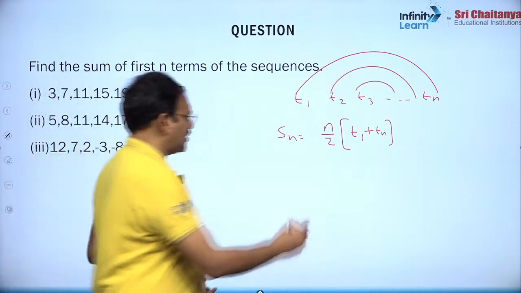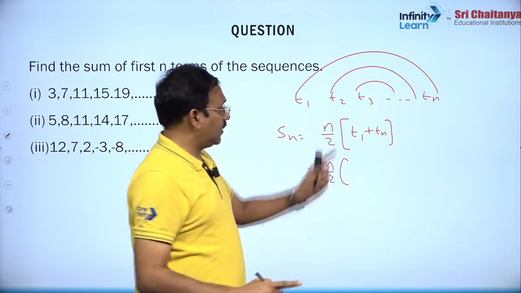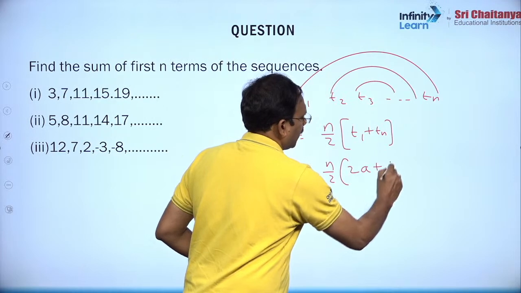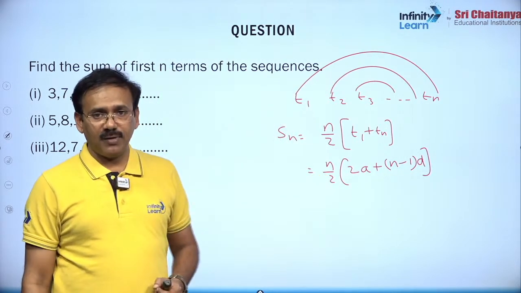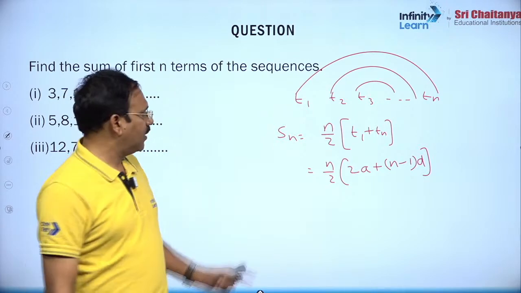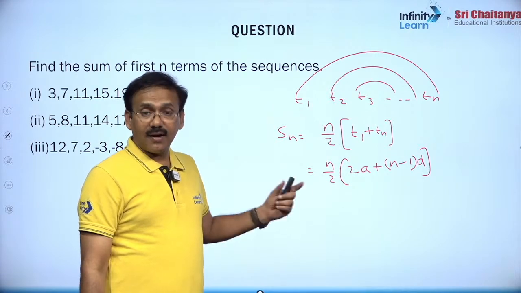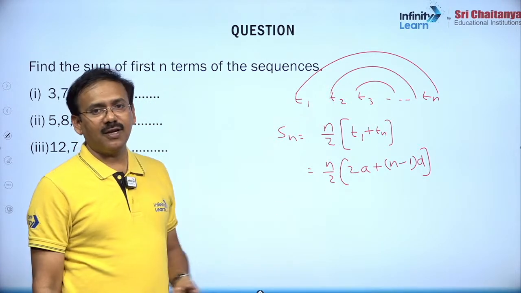Which is nothing but n by 2 into T1 is A, Tn is A plus n minus 1 into D. Together this becomes 2A plus n minus 1 into D. So we have two formulae to find sum of n terms of an AP. N by 2 into first number plus last number, or n by 2 into 2A plus n minus 1 into D. Either this or that you can adopt.